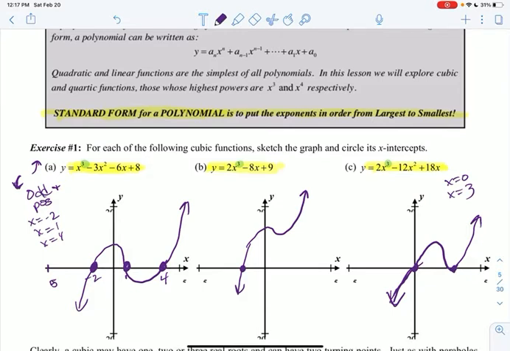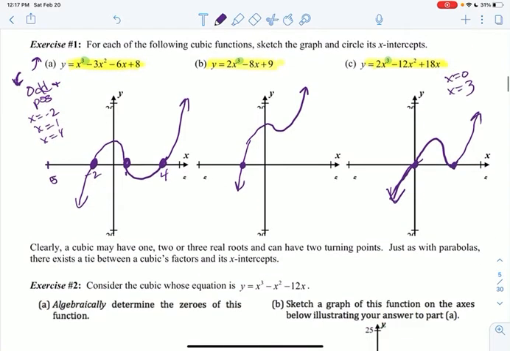The interesting thing about these is that they're all cubic functions. I have one with 3 roots, one with 1 root, and one with 2 roots. So a cubic can have 1, 2, or 3 real roots, and it can have 2 turning points. Just as with parabolas, there exists a tie between the cubic's factors and its x-intercepts.